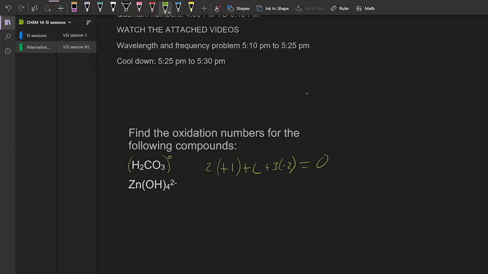So when we simplify this out, we get 2 plus C minus 6 equals 0. So we get C equals +6 minus 2, which is equal to 4. So that is the oxidation number for carbon. Something to keep in mind when you're looking for oxidation numbers is the polyatomic ions and how things balance out between different compounds and elements, just in case the charge isn't necessarily given.